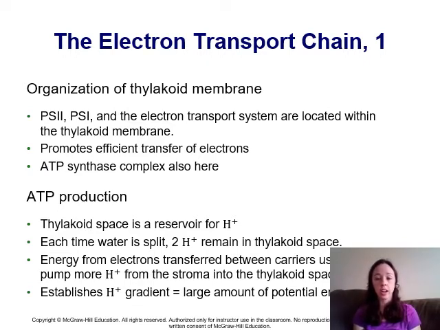So each time the water is split up, the hydrogen ions are going to be pumped into the thylakoid space, and when the electrons flow through the electron transport chain, this is also going to put more hydrogen ions into that thylakoid space, establishing a concentration gradient, which is going to contain a lot of energy, which is great because this will be used to turn ADP into ATP, so that the ATP can be used to turn carbon dioxide into glucose.